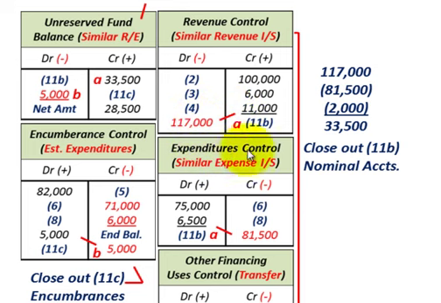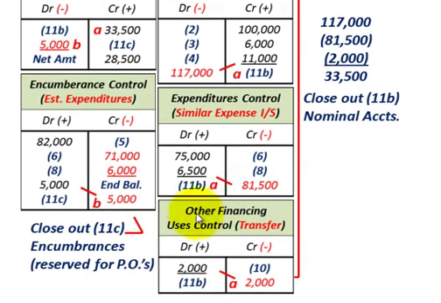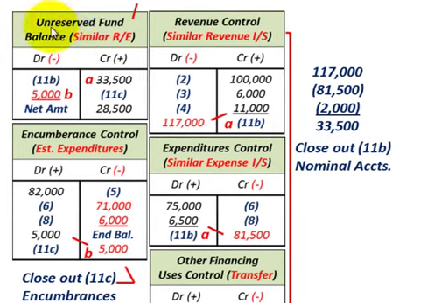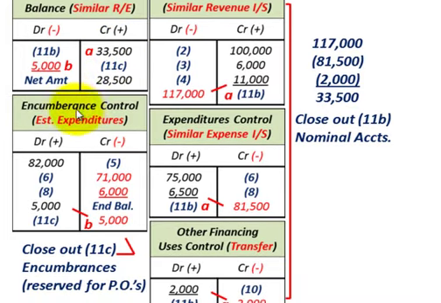Then we look at our expenditures control. Again, that would be similar to the expenses on the income statement for a for-profit company, and we have an $81,500 balance in here that we have to close out. And then we have the other financing uses control. That was the transfer, and we had a $2,000 transfer here that we'd be closing out. So netting all those out, we come up with $33,500 to close out those nominal accounts. Those go into the unreserved fund balance, increasing it by $33,500.